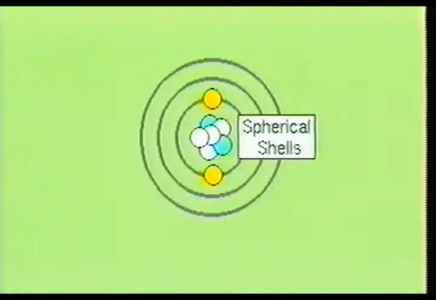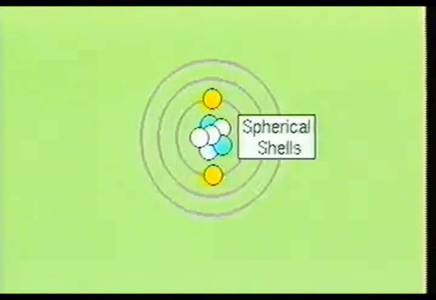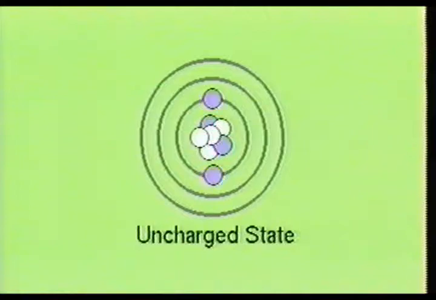All atoms contain spherical shells which encircle the nucleus. These shells are where the electrons exist and orbit around the nucleus. An atom in its uncharged state will contain the same number of electrons in the spherical shell as it does protons in its nucleus. That is why the helium atom contains 2 electrons and 2 protons.